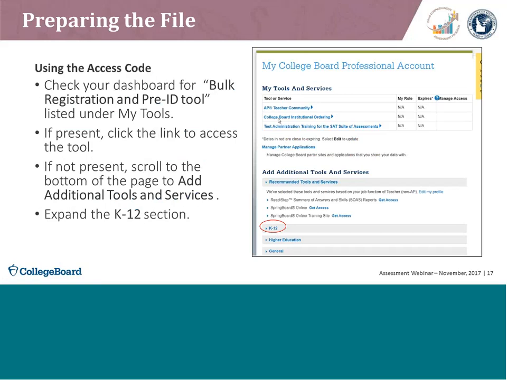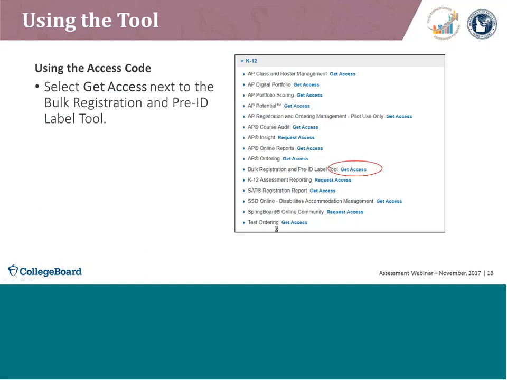If you see it listed here, you're going to click that link, and that will take you into the bulk registration tool. So we're going to go down the path that I don't see it here, so I'm going to click K-12. And what that's going to do is give me a list of College Board applications. And so you're going to want to find the bulk registration and pre-ID label tool and click Get Access.